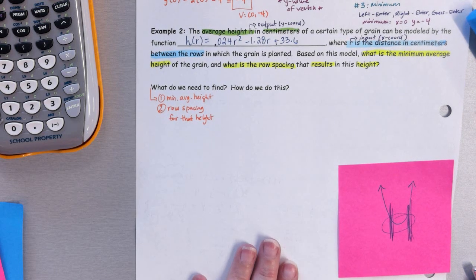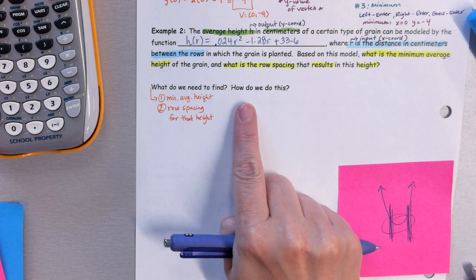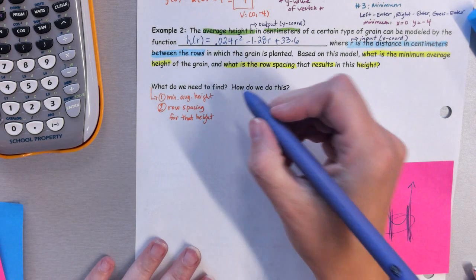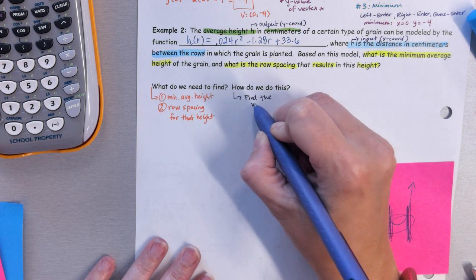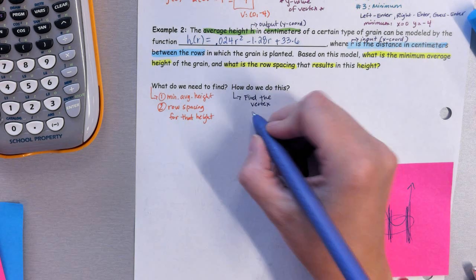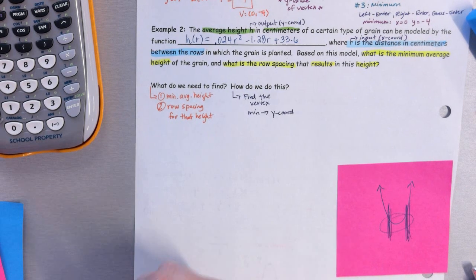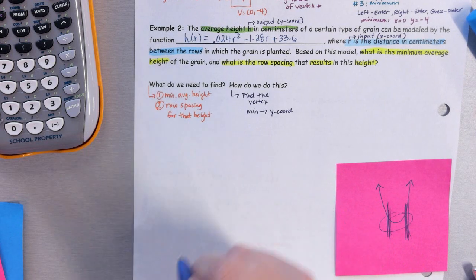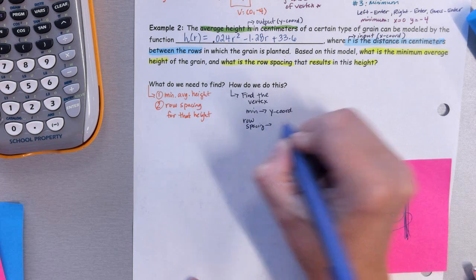Now, whenever they're asking you to find a minimum or a maximum, they are asking for the y-coordinate of the vertex. Okay, so how are we going to find this? We have to find the vertex. Your minimum value is going to be the y coordinate, and then the row spacing is going to be your x coordinate.